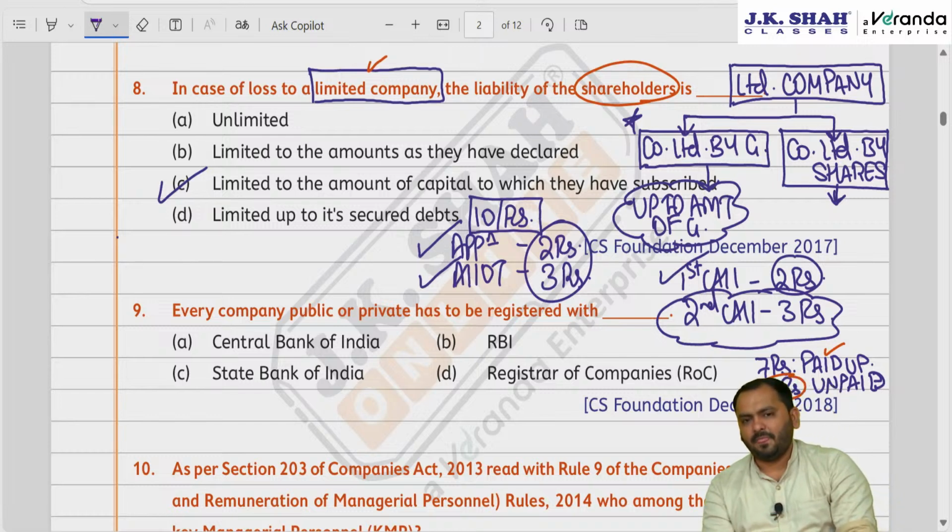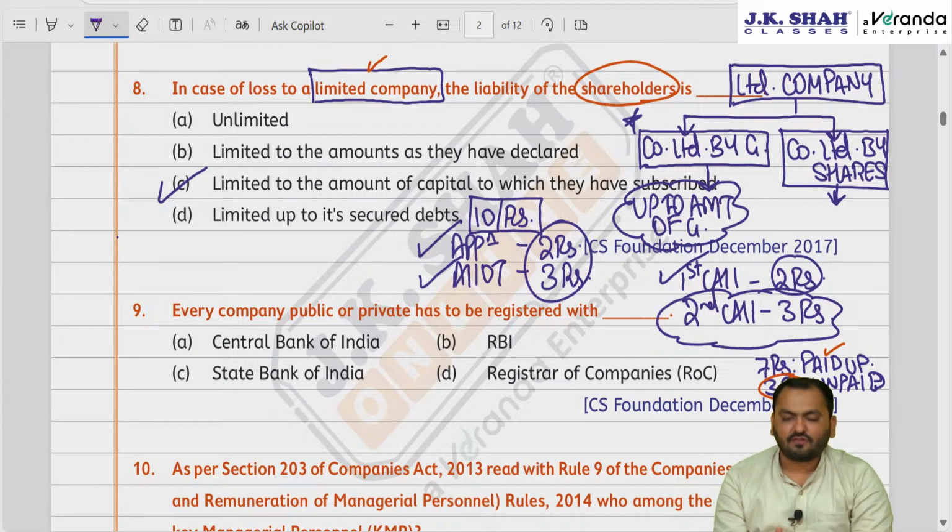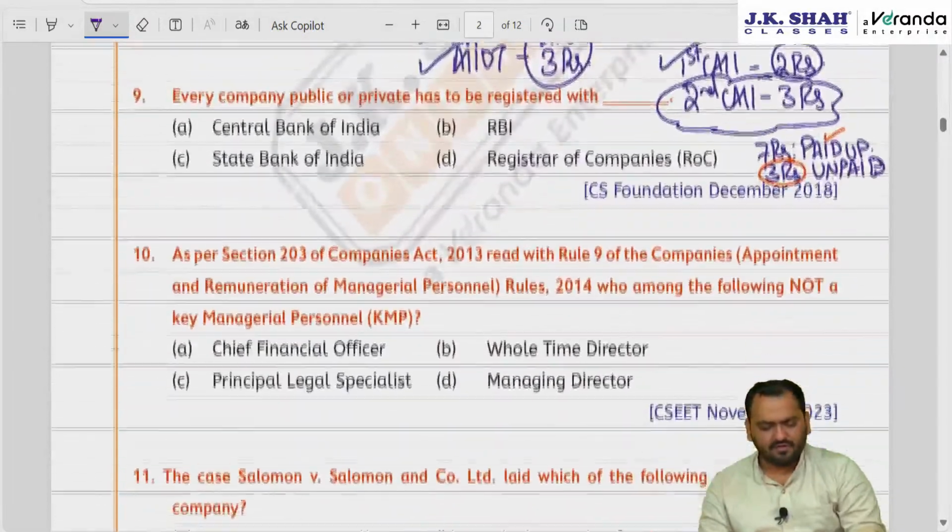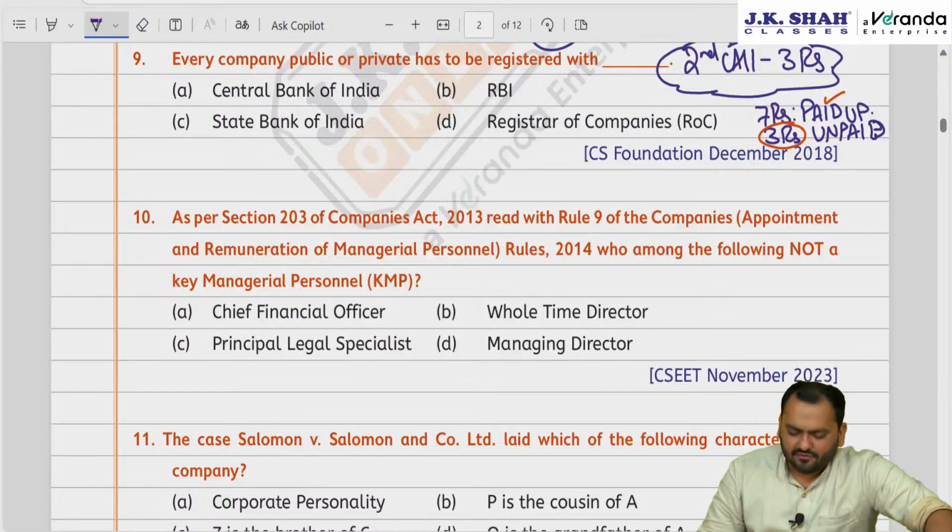Answer is nothing, because my liability is only up to the extent of unpaid amount on shares, which I have already paid. So no more liability for me. Right, so that is the case. I hope this is clear. We go to the next one.